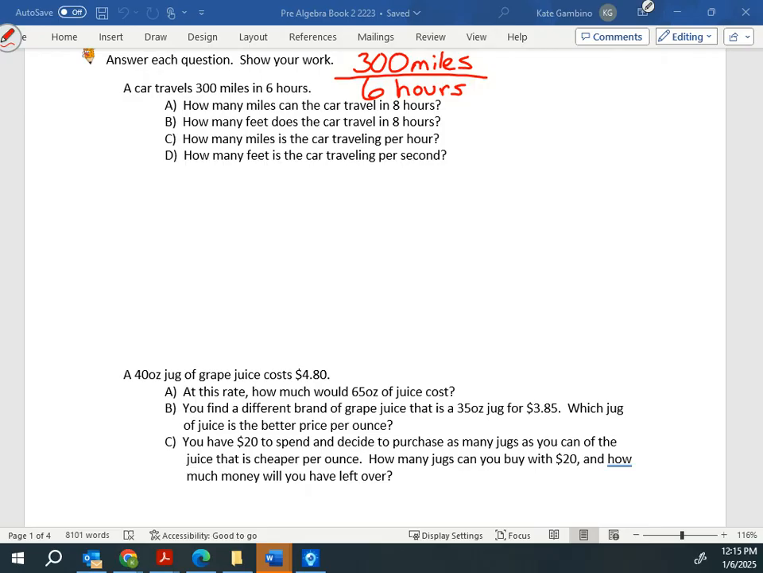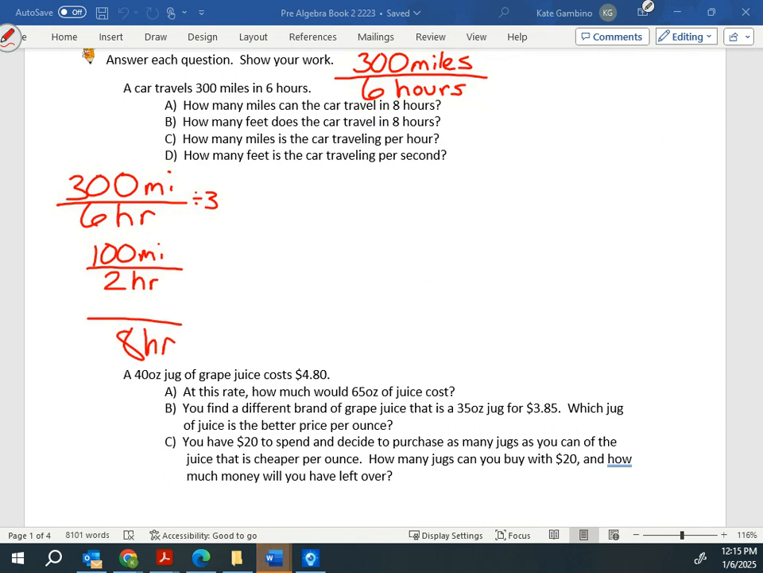So Beckett knew, oh, 300 can be divided by 2, 6 can be divided by 2, or divided by 3, 6 can be divided by 3, and then I multiply it up. So either way will get us there. So if we do it Beckett's way, 300 miles for every 6 hours. If I divide by 3, I would get 100 miles every 2 hours. And then I need to go up to that 8 hours. So I'm going to multiply by 4. So it would be 400 miles in 8 hours.